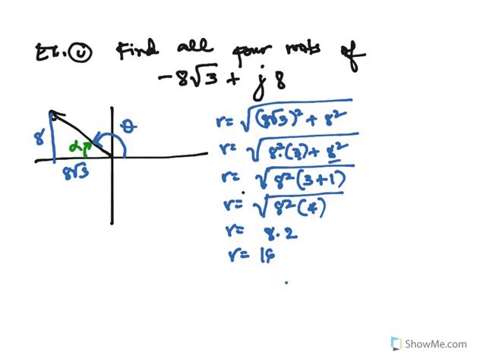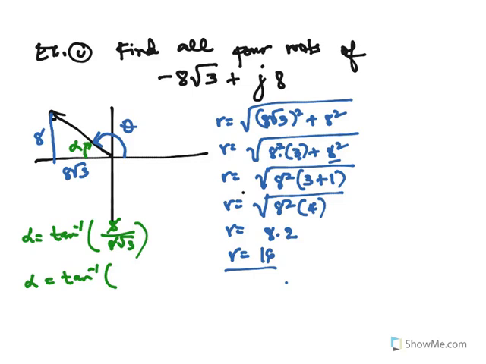And so the square root of 256 is still 16. Okay, now for the argument, theta, we first solve for the value of alpha here. So alpha is equal to arctangent of 8 over 8 square root of 3. Cancel the 8, and you'll have alpha equal to arctan of 1 over square root of 3, or alpha equal to pi over 6.